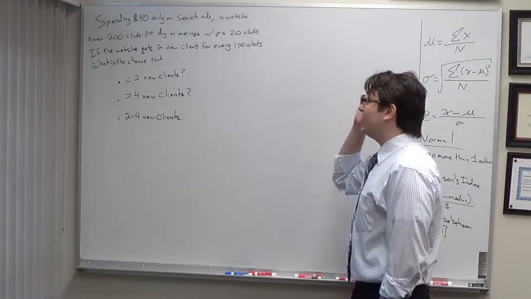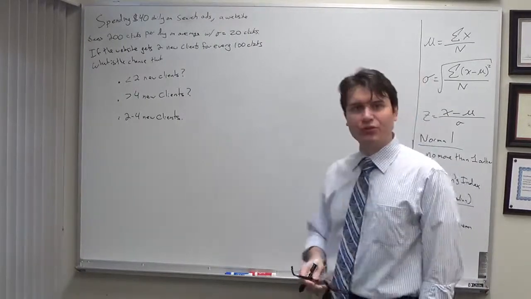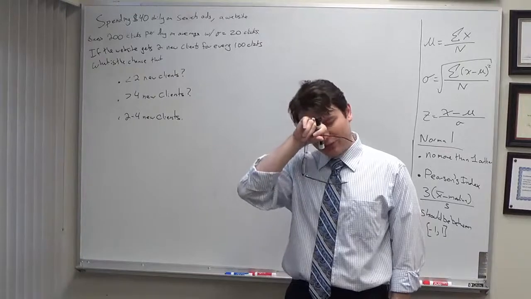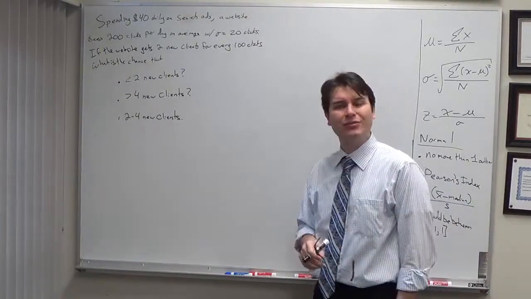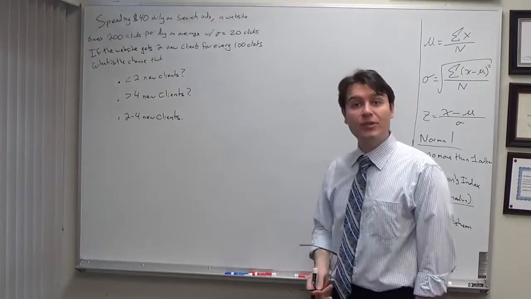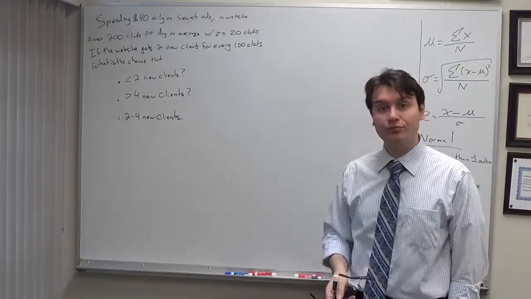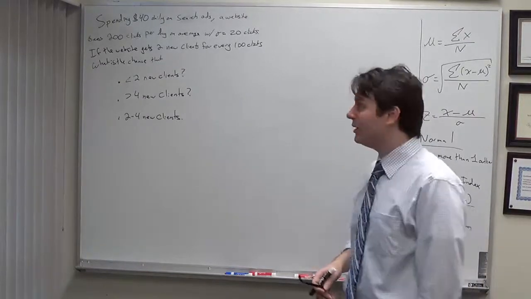Spending $40 daily on search ads, so click advertising. There are many popular search providers that do this. There's of course one obvious one, and then there are several other competitors that don't come close. A website sees 200 new clicks per day on average. There's a normal standard deviation of about 20 clicks.